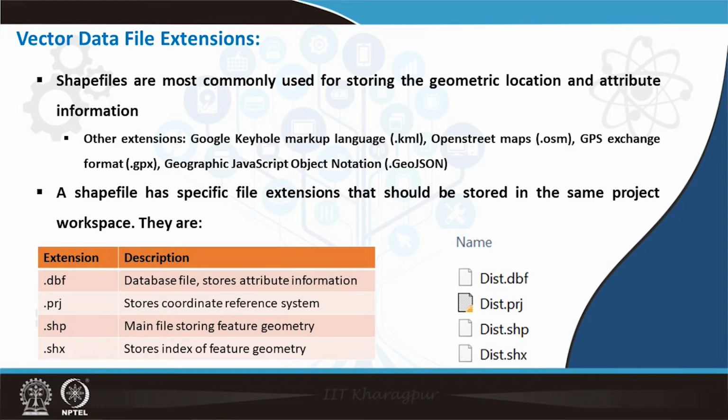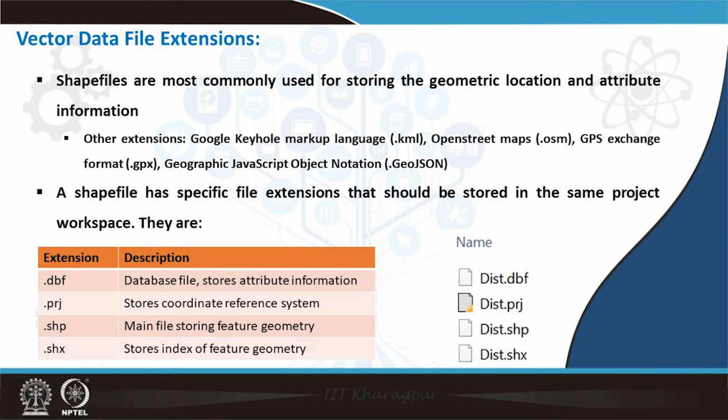So the .prj file stores all coordinate reference system information. Then the third one is .shp, or the shapefile itself. It stores all the geometry features. It may be a point, a line or a polygon. Then the last one is .shx. This stores the index of feature geometry. So whenever you are trying to open a shapefile in QGIS, these 4 or 5 files have to be there in your root folder.